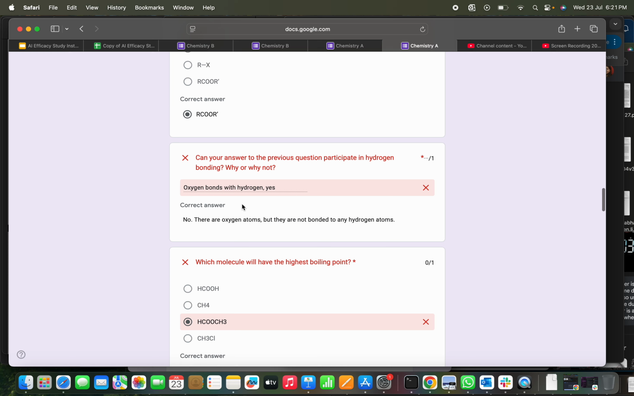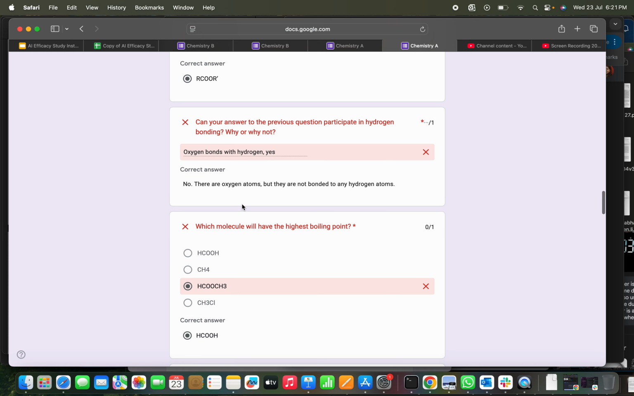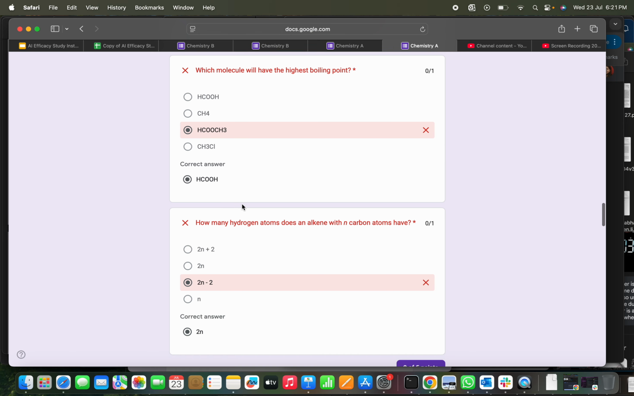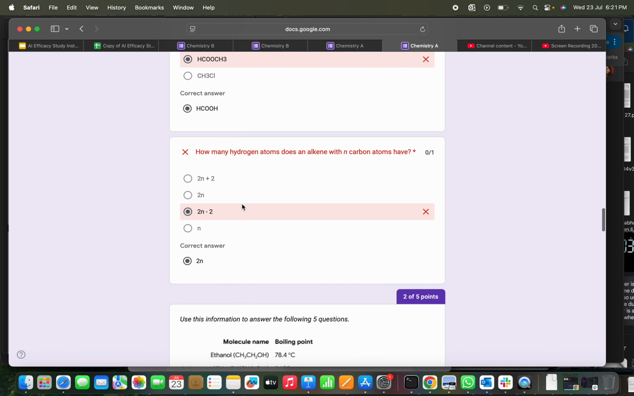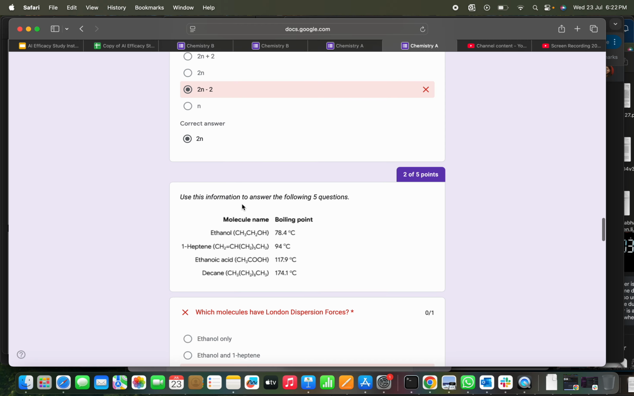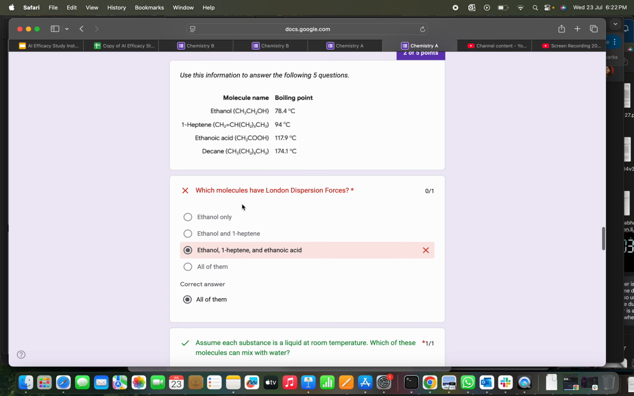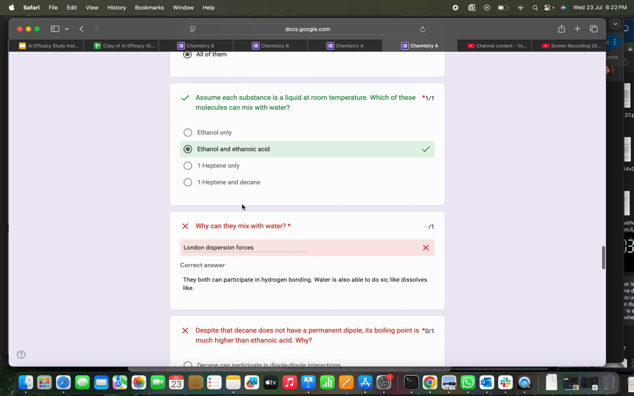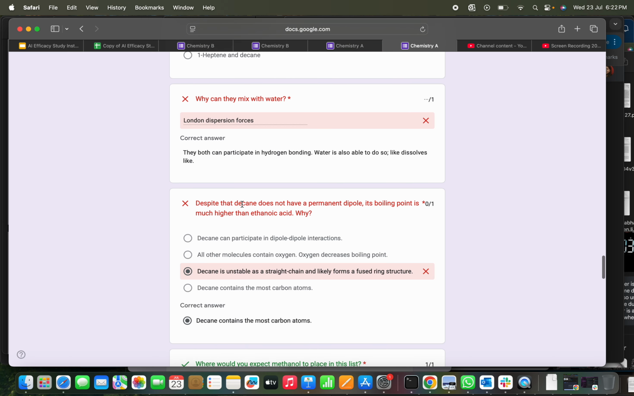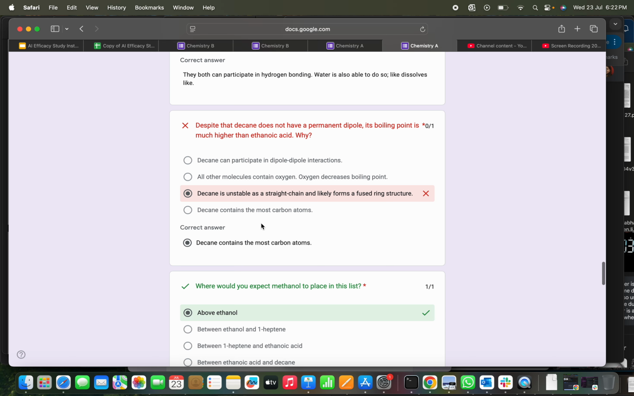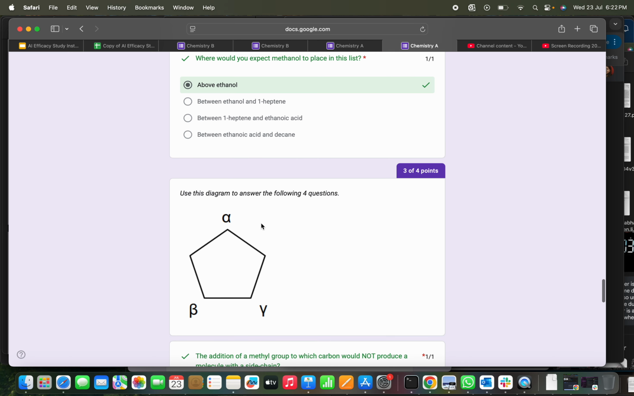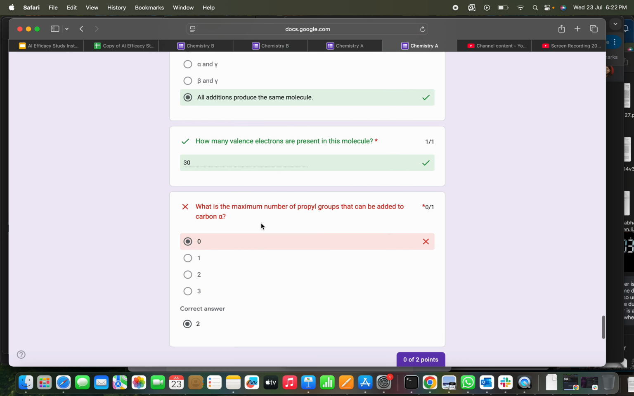Which molecule will have the highest boiling point? C double bond OH. Okay, how many hydrogen? Oh, that's alkyne. I knew this one. So this London process was never clear to me. Decane is unstable, contains the most. Yeah, performed better than before. The number of propyl.